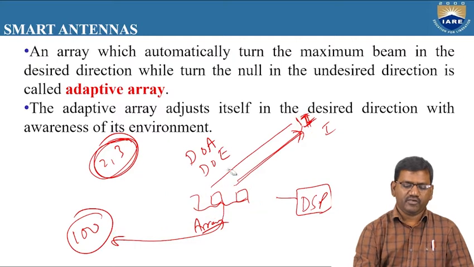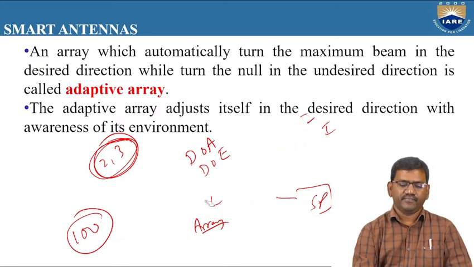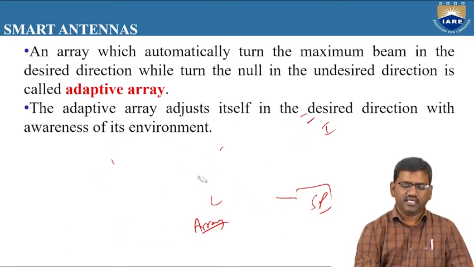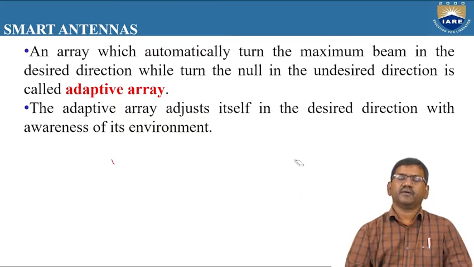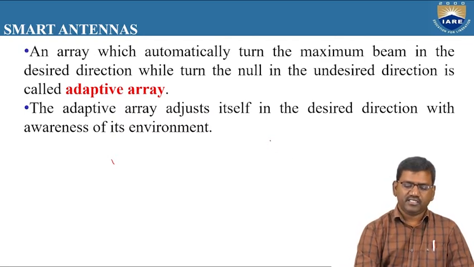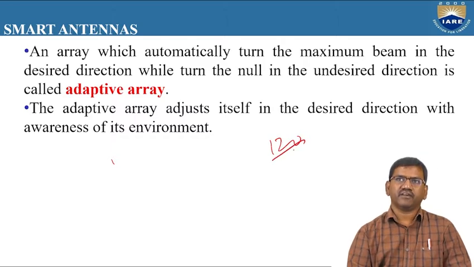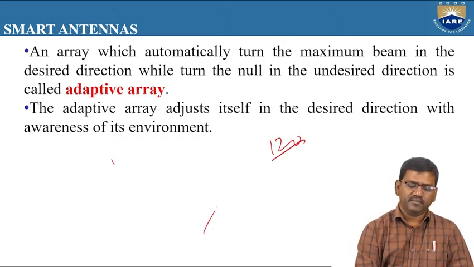So this is the meaning of adaptive. Adaptive means changing the decisions dynamically and instantaneously depending upon the current requirement. That means if my requirement is that here there are 120 users, and my requirement is to send a larger beam in this direction.